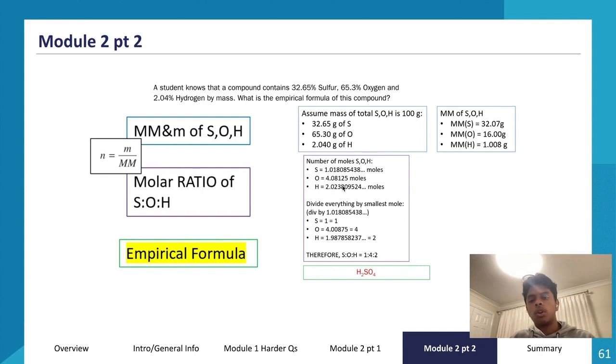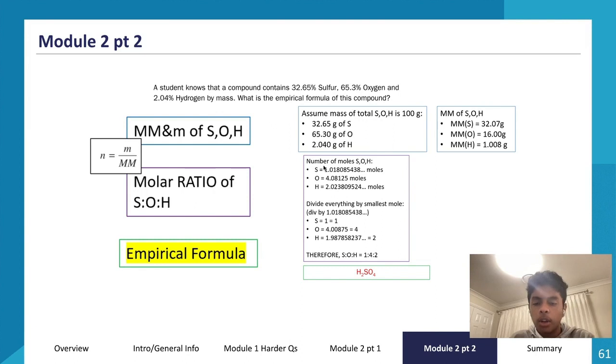To find the moles of oxygen now, I do mass over molar mass again. So I have 65.3 grams of oxygen. I divide that by 16 to get a value of 4.08125 moles. That's the moles of oxygen that I have. Let's find the moles of hydrogen. So I have 2.040 grams of hydrogen. If I divide that by the molar mass, which is 1.008, I get 2.0238. So this is the moles of hydrogen that I have now.